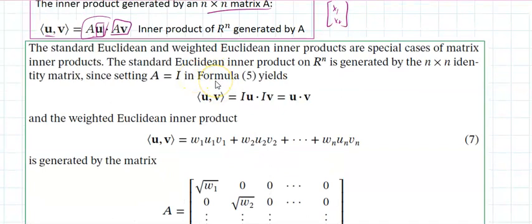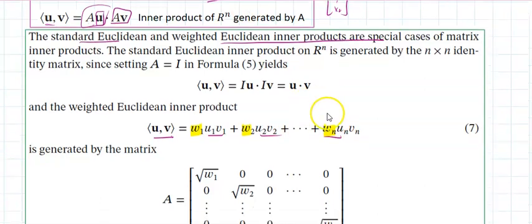This is not going to come back until some problems. The standard Euclidean and weighted Euclidean inner products are special cases of matrix inner products. The standard Euclidean inner product of Rn is generated by an n by n matrix, right? And U dot V is, as you see, multiplied by each weight.